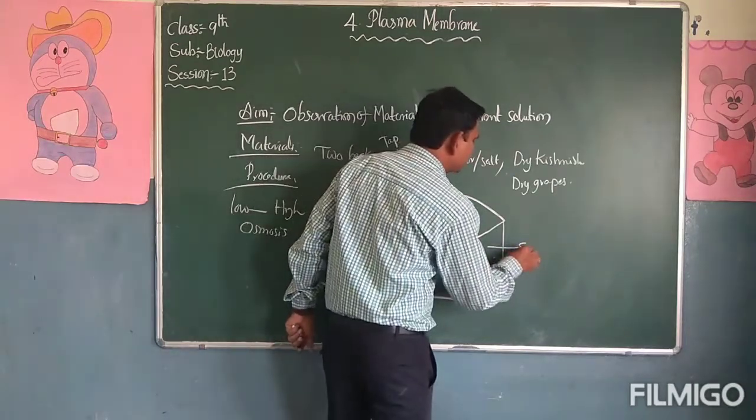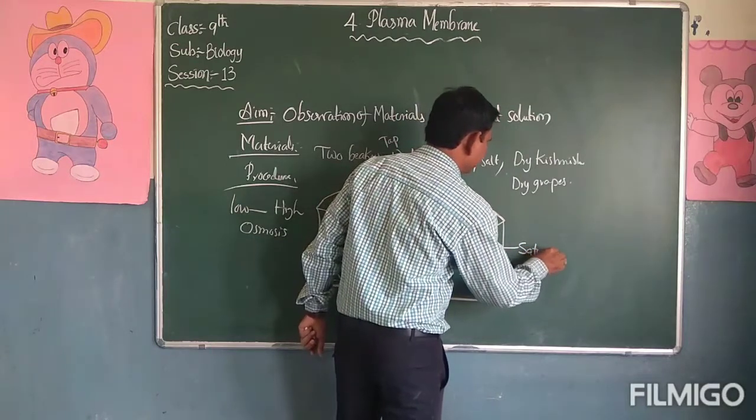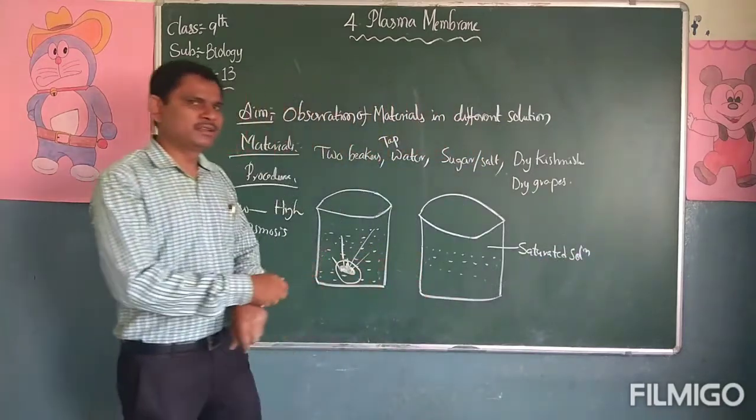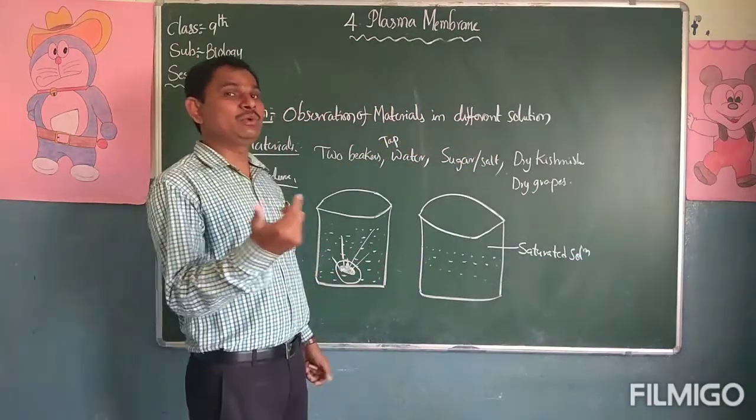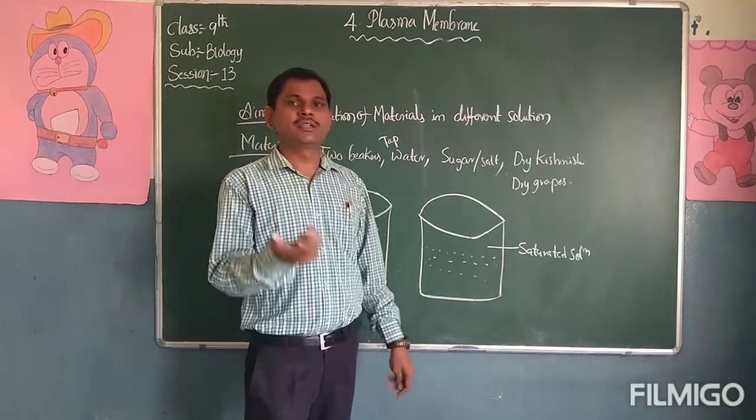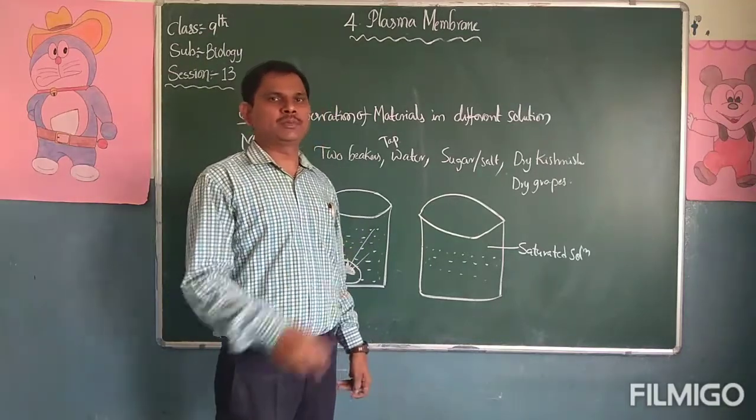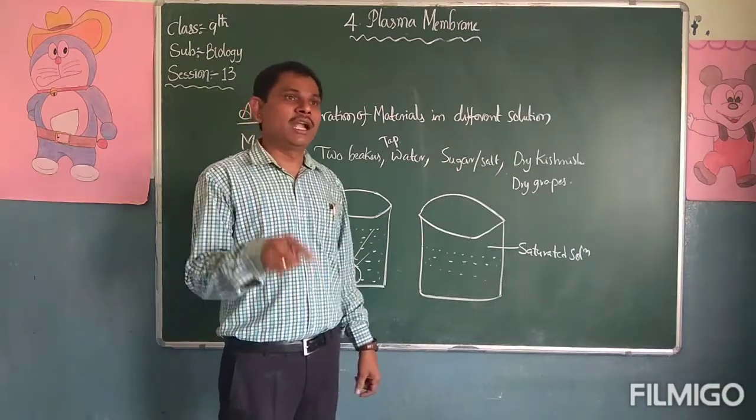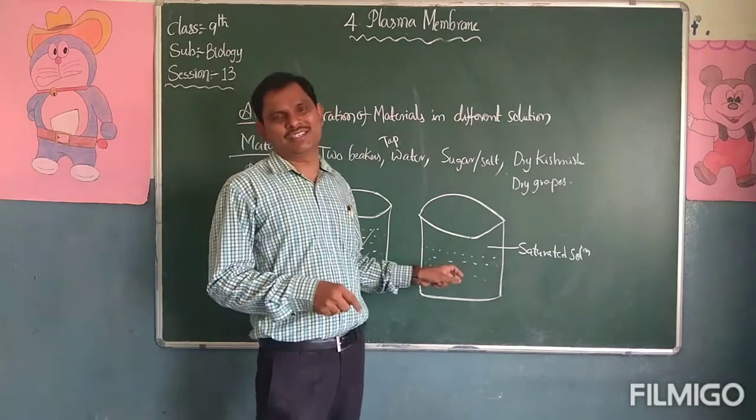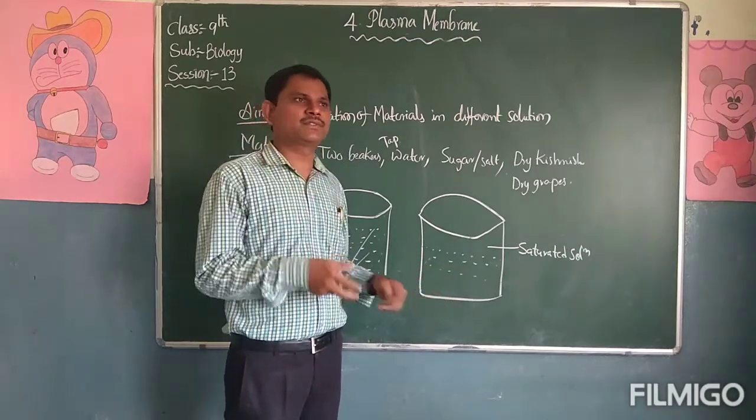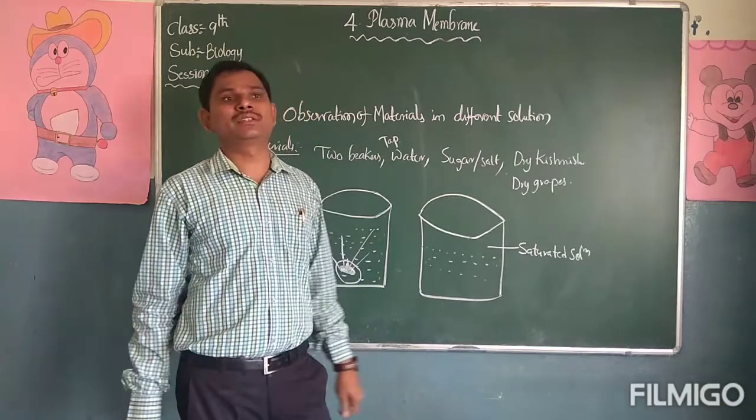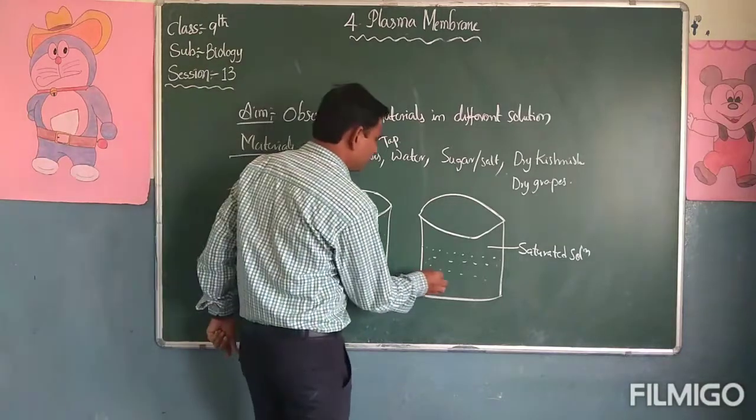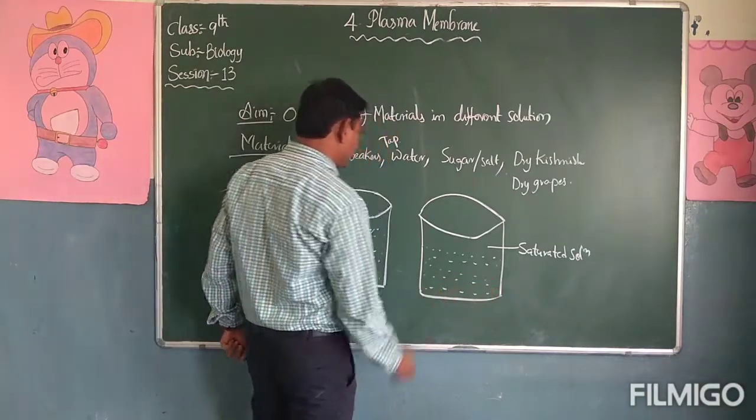Now in the second beaker, we have to take saturated solution. How to prepare saturated solution? Take 100 ml of water, add 1 teaspoon of sugar, stir it well, and add another spoon of sugar, stir it well, until crystals remain in the solution. Such a solution is called a saturated solution.